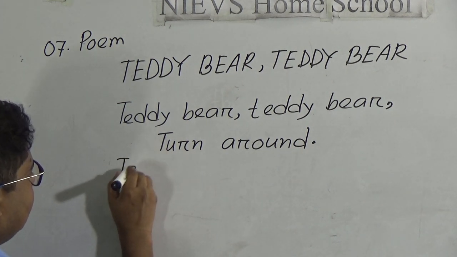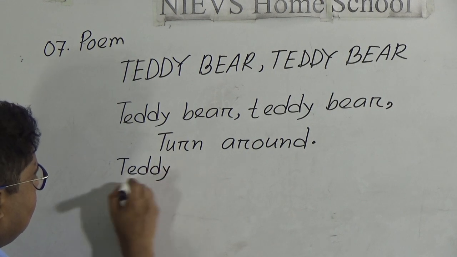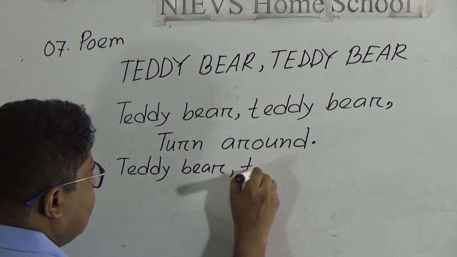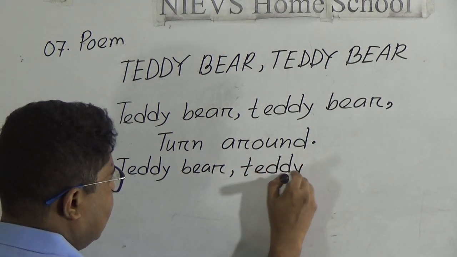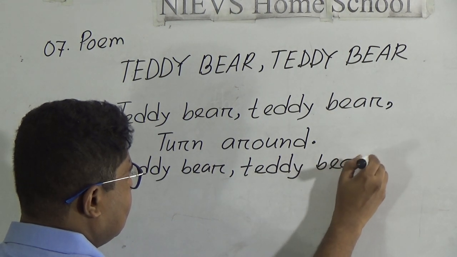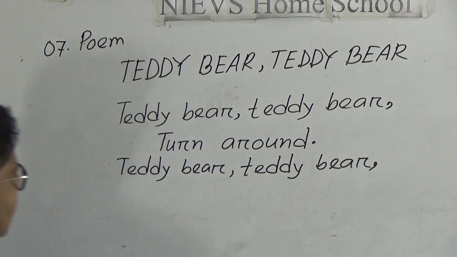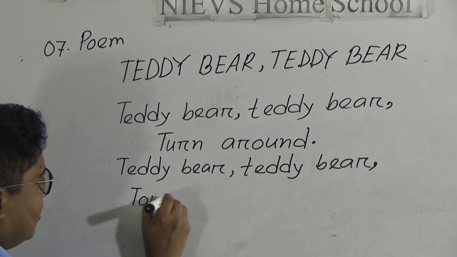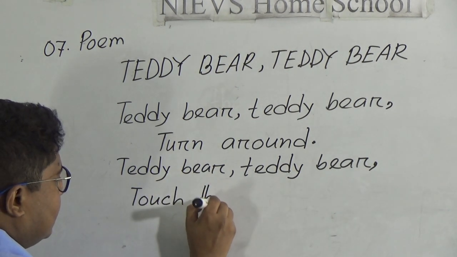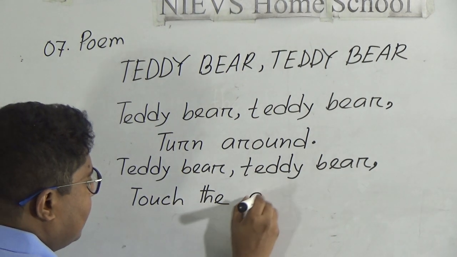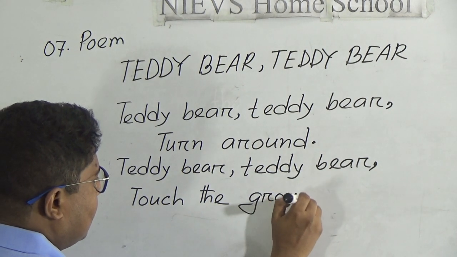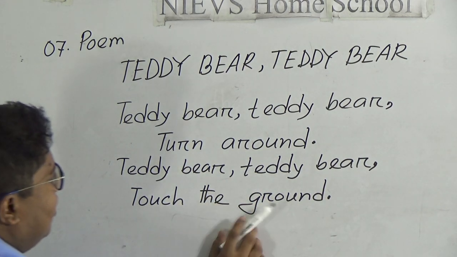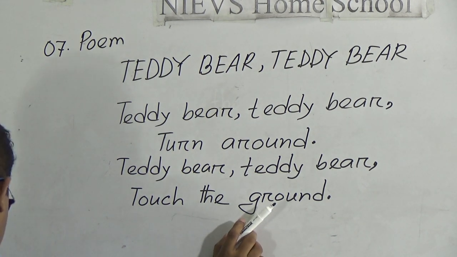Again, we have to write a repeat of this line. Teddy bear, T will be capital. So teddy bear, comma, again T will be small, teddy bear. Again, teddy bear, touch the ground. T will be capital, the first letter of a sentence. Touch, T-O-U-C-H, touch the, T-H-E, the, ground, G-R-O-U-N-D, full stop. So teddy bear, turn around, teddy bear, touch the ground.